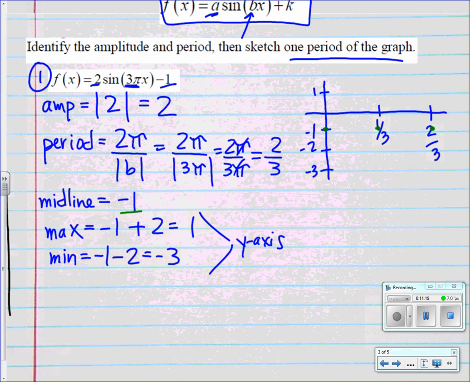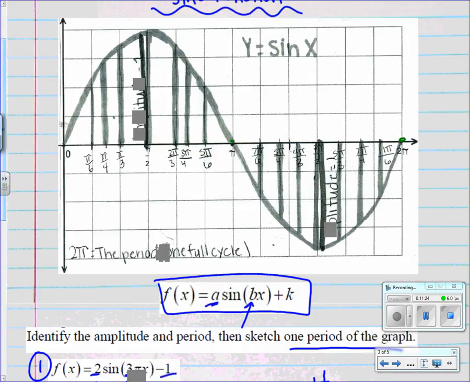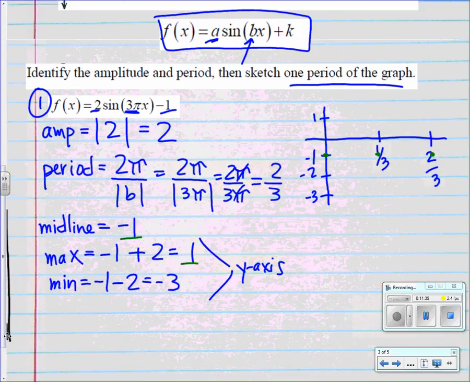Okay, now if you notice on our parent function, halfway between the start and the halfway point, so 1/4 of the way, it reaches the maximum height. Do you see that? So then we need it with our maximum height that we said was +1. Then halfway between the 1/3 and 2/3 will be at the minimum point of -3. And then there's all the points that we need to draw our sine curve.